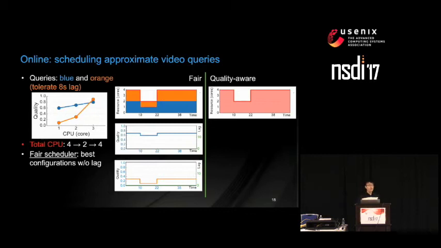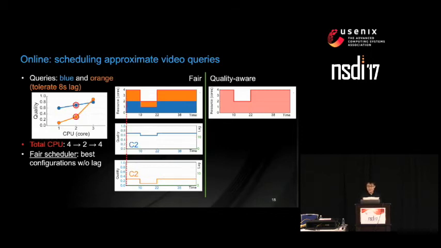The graphs here all have time on the x-axis. The first graph shows how the resource is divided between the blue and the orange queries over time. The middle graph shows how the quality and lag change for the blue query, and the bottom graph shows how the quality and lag of the orange query change over time.